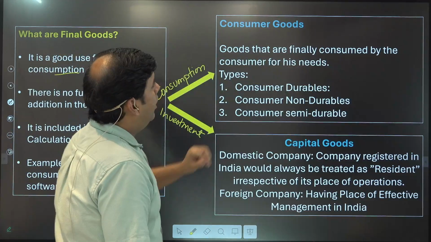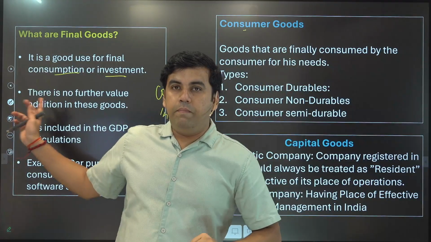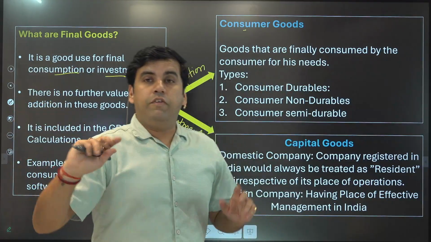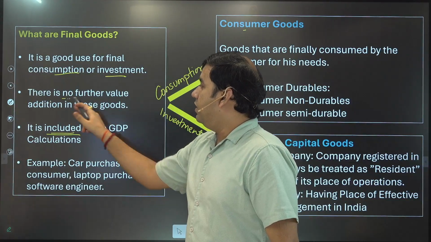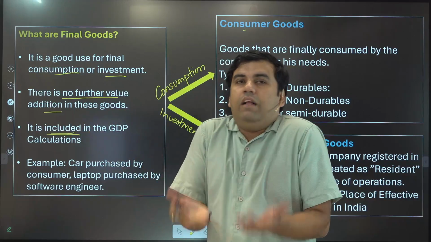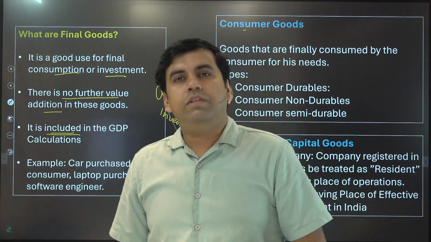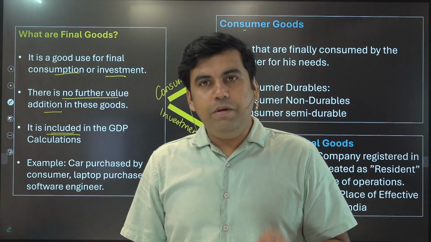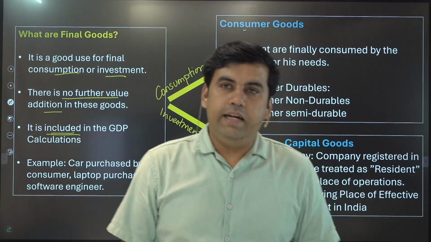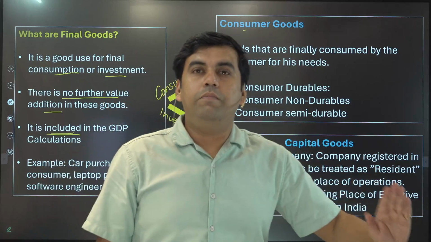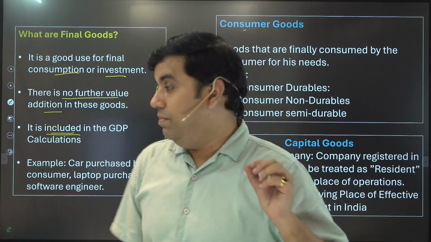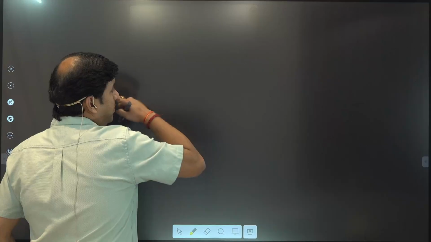Okay. Consumer goods. So these final goods are further divided into two, right? They are included in the GDP first of all. No further value addition, you cannot do anything after that. It can be used as an investment, no doubt. It can be used as a capital good. But it cannot be further changed. Now look, this is the problem.